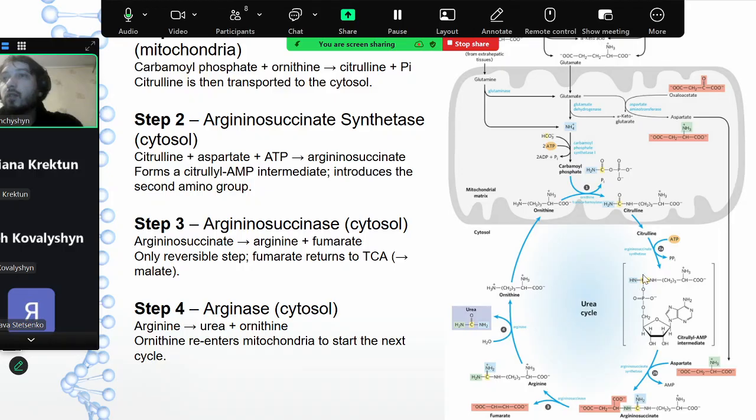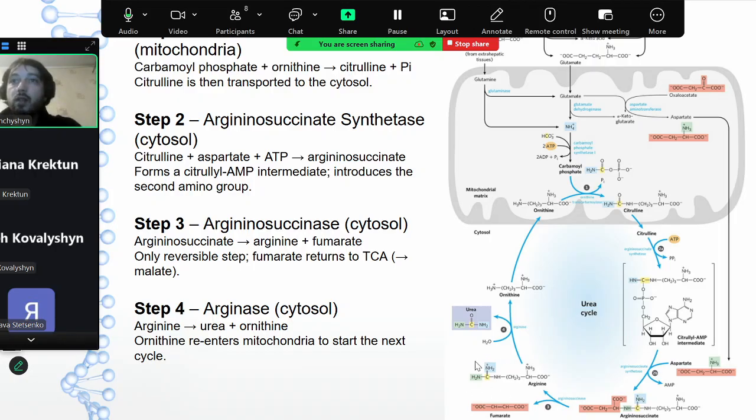a citrullyl-AMP intermediate. So here you see the AMP part, the adenosine monophosphate part, and here you see that we have that citrulline. Then it undergoes step B, with the same argininosuccinate synthase creating argininosuccinate and liberating AMP. So here it is. And now the third step, that basically by argininosuccinate in the cytosol once again creates arginine.